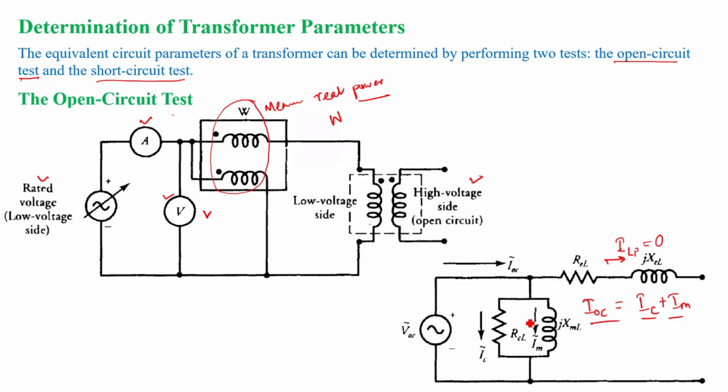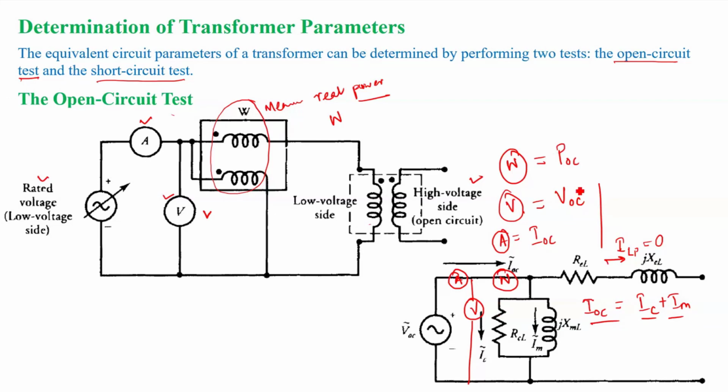Okay, so now whatever equipment we have connected, suppose an ammeter, this ammeter will read only IOC, that is the open circuit current, right? When we take the reading from the ammeter under this condition, giving the rated voltage with this side open, the ammeter will give only IOC. Similarly, if you have connected a voltmeter here, this voltmeter will give me the open circuit voltage, VOC, right? And the wattmeter here will give me POC. Okay. So this POC is nothing but the loss in this resistance, RCL, right?